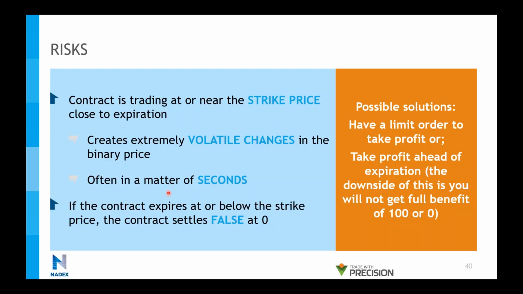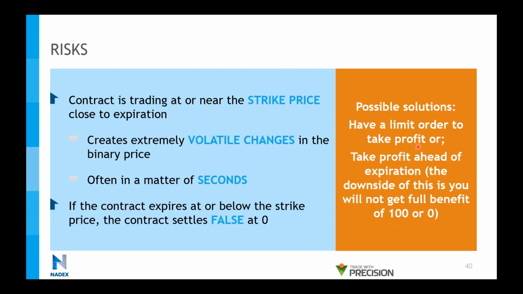The comparison to plain vanilla options would be the gamma risk of options trading with very little time left in the option life cycle. Trading at the money, gamma becomes huge, and therefore delta and price moves will really be immense. Same logic applies here. If the contract expires at or below the strike price, the contract settles at 0, and above, obviously, at 100. You don't want to have that risk.